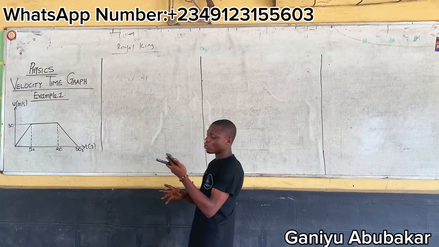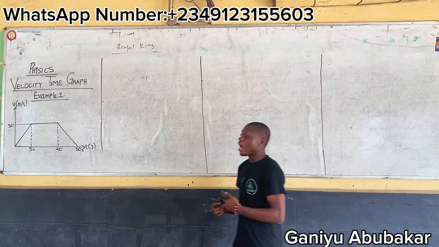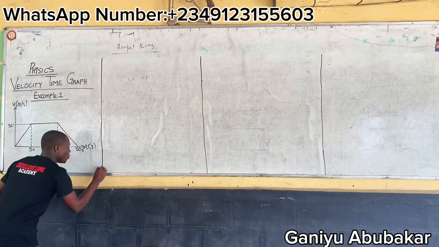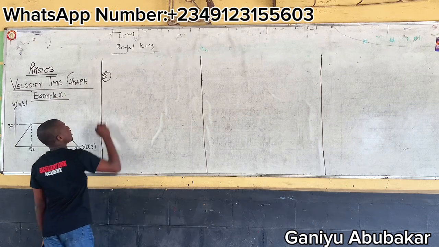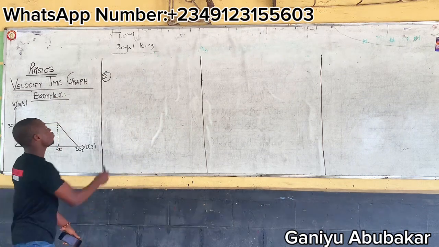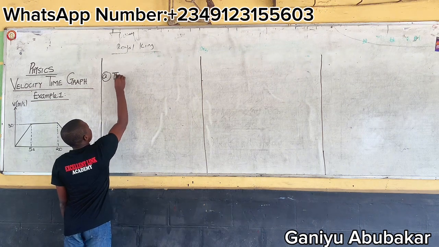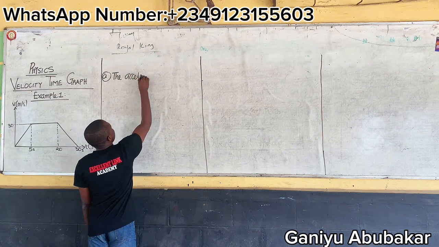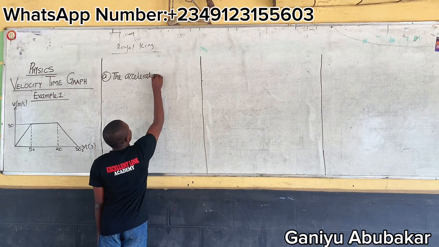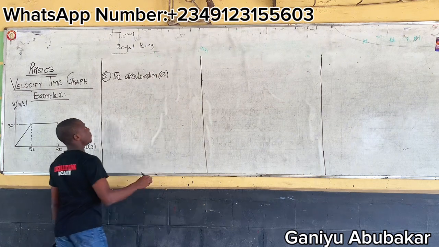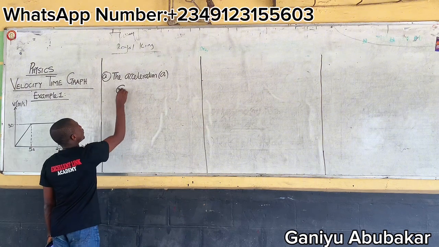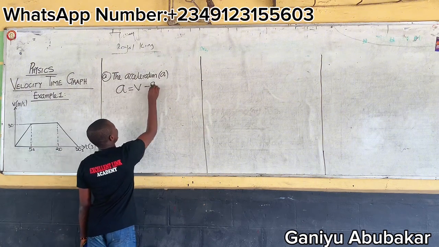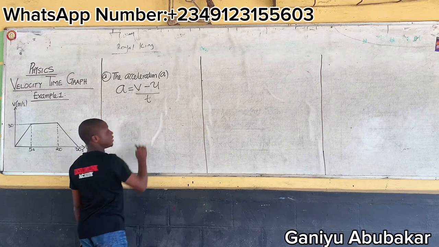What does question one say? Determine the acceleration of the car. Acceleration. Let's start with A, please. Look up. Don't write. Let me finish. For A, we look for the acceleration of the car. Abi, that's your A. Now look up. Basically, what's acceleration? A is V minus U over T.